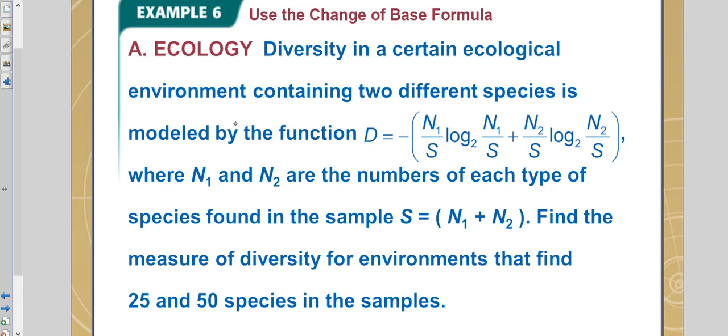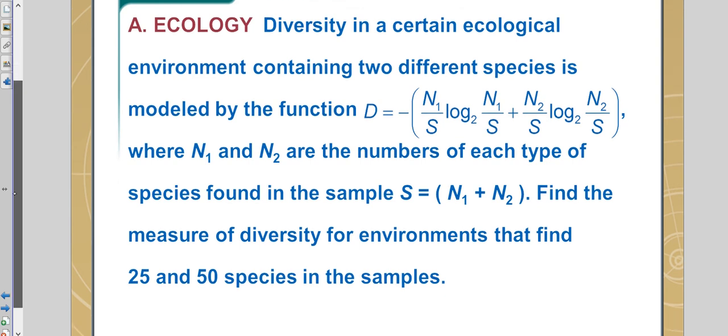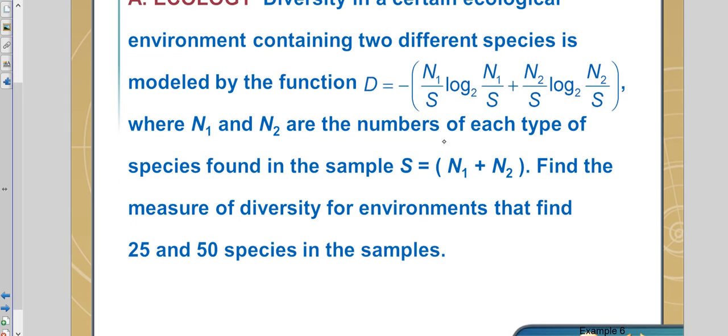The ecological environment containing two different species is modeled by this function. Wow, that's a lot of stuff there. Where N1 and N2 are the numbers of each type of species found in the sample. So the sample size is N1 plus N2. Find the measure of diversity for the environments that have 25 and 50 species in the samples.